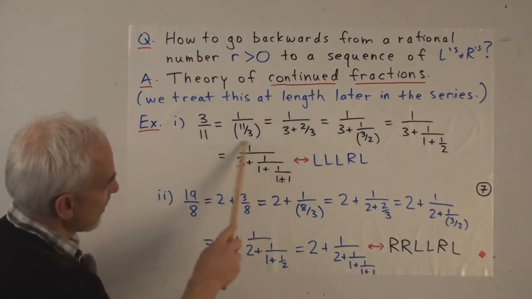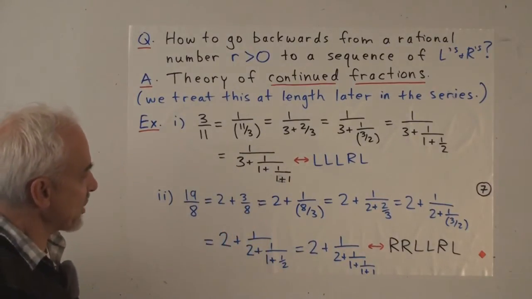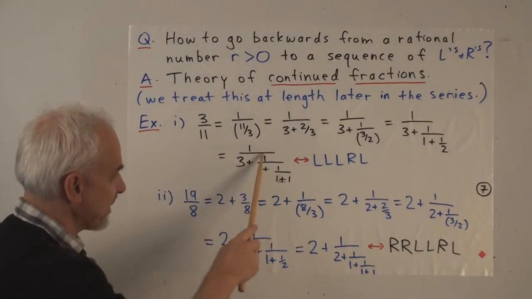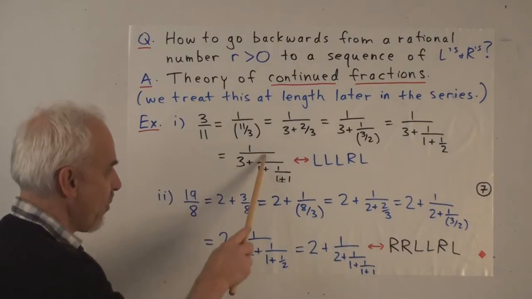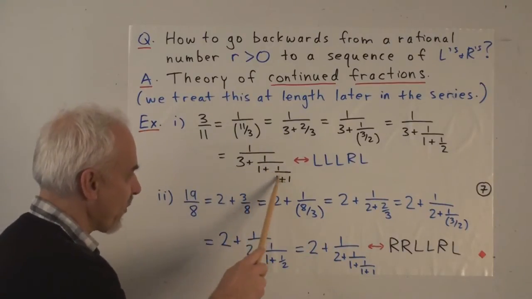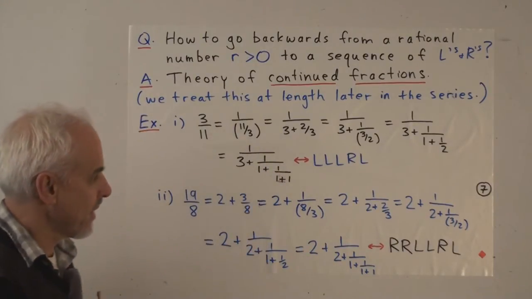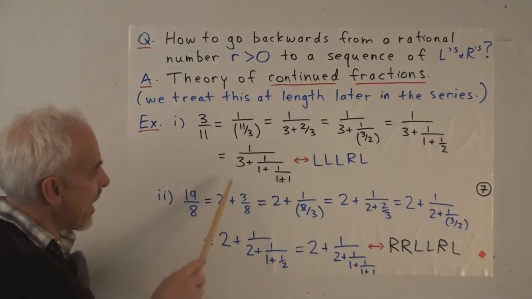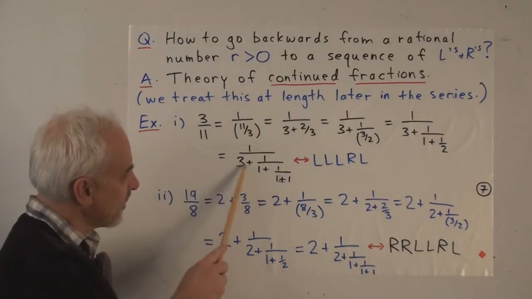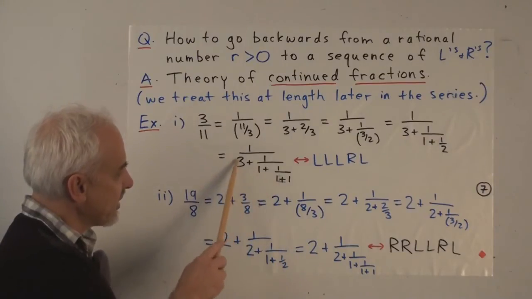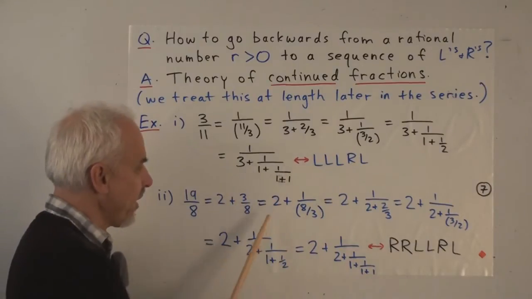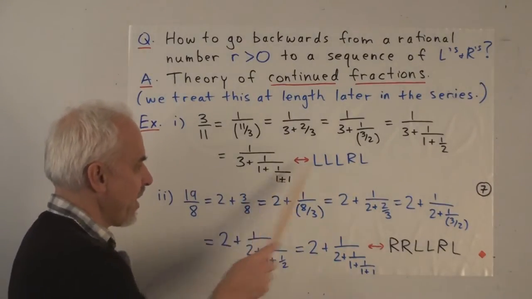And so here we have a rather complicated looking fraction. 1 over, this is all in the denominator, 3 plus, and then this thing here is one entity, 1 over 1 plus 1 over 1 plus 1. And from this we can extract some L's and R's by looking down these numbers here and seeing we have 3 corresponding to 3 L's, and then an R, 1, and then 1 L.